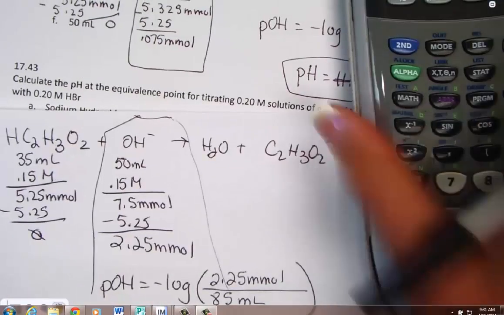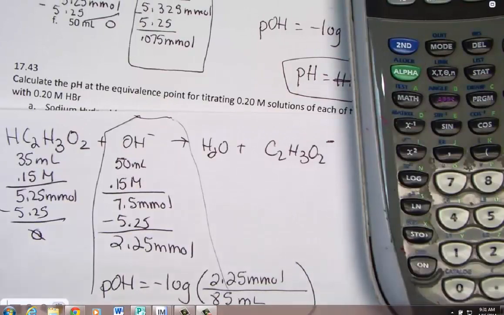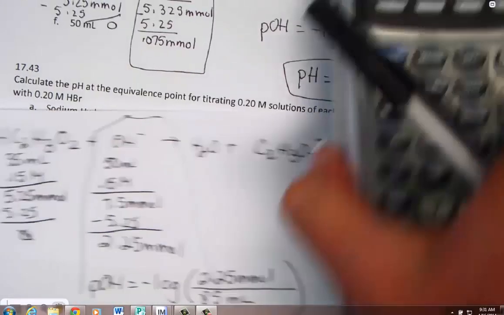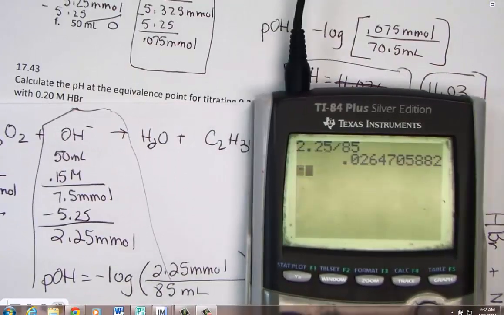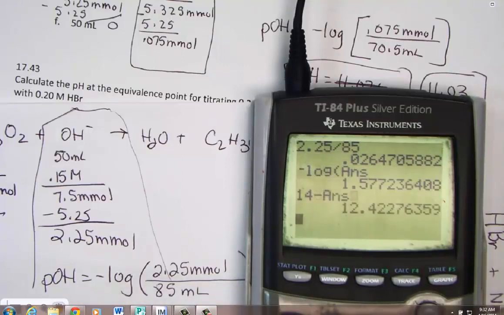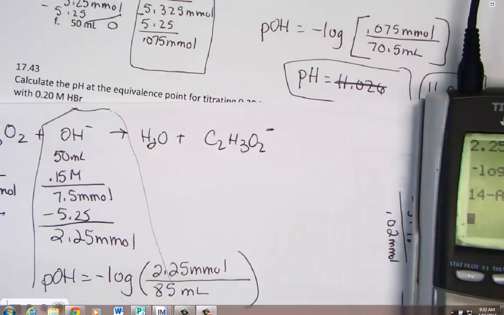Of course, we know this is base, so when we take the negative log, we know it's pOH. We'll easily flip it to pH. So that new molar concentration, 0.02647, negative log that answer, and we get pOH, 14 minus that answer, and we have pH, 12.42 for that final pH.